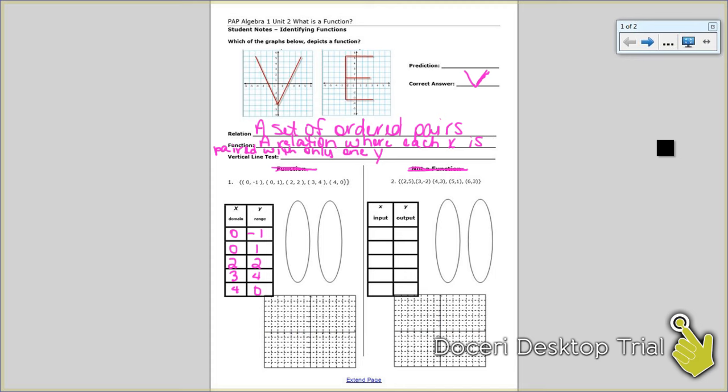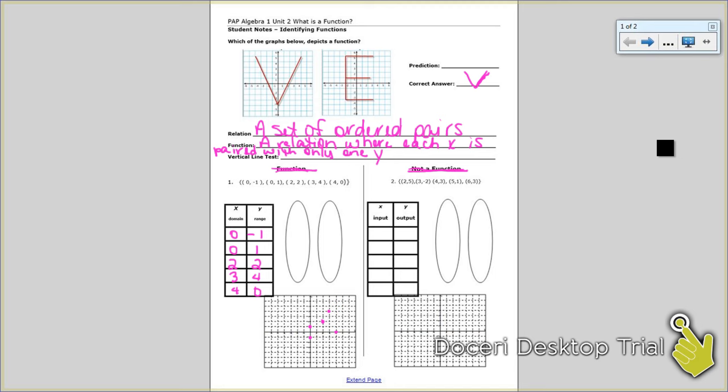And then we're going to take those points that we just put into our table that we have in our relation, and we're going to put them on that graph. So we're just going to go ahead and plot them. I have 0, negative 1. I have 0, 1. I have 2, 2. I have 3, 4. And I have 4, 0. So I have all these points, they're listed now, they're on my table.